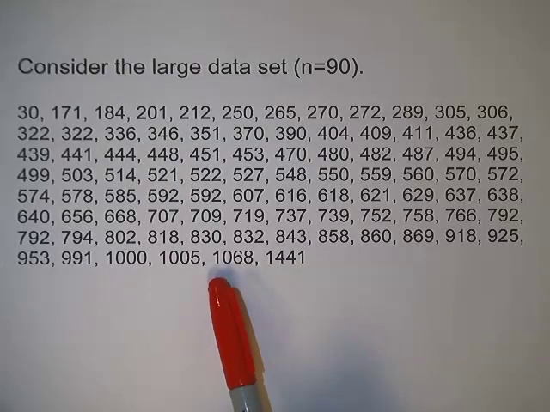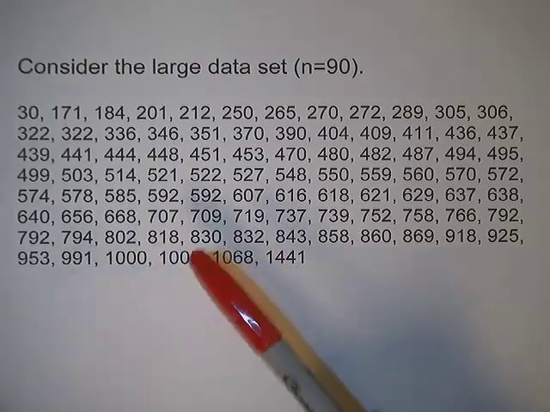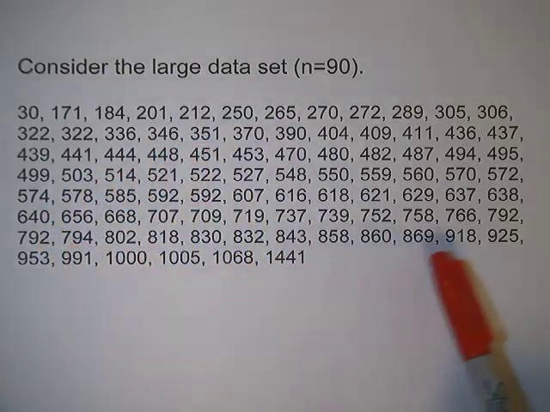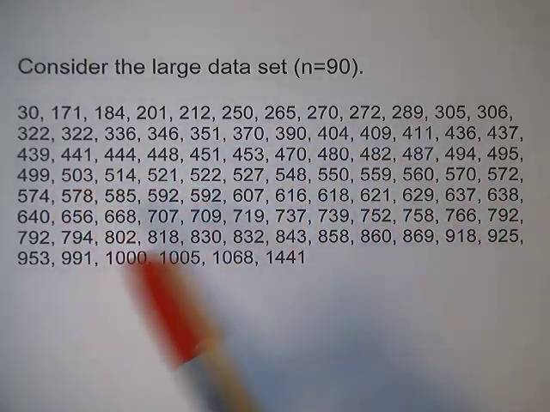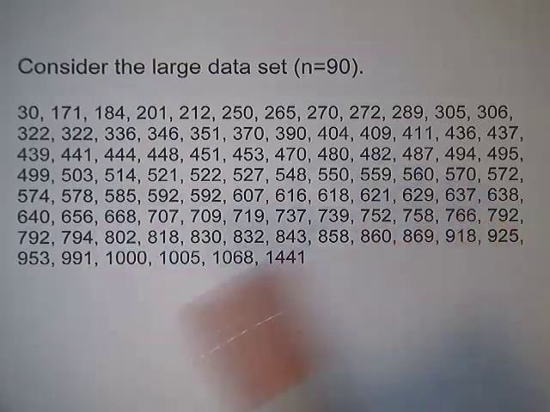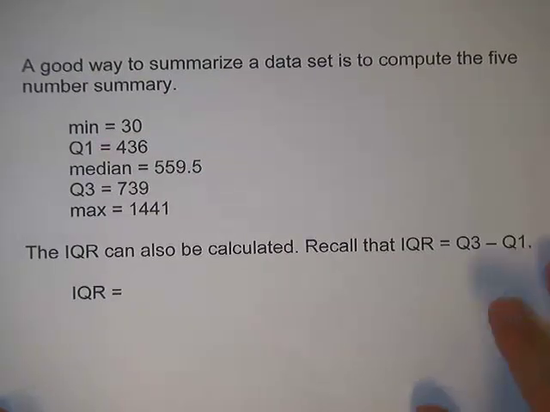The next largest value is 1068. It seems like, in terms of hundreds, like 100s, 200s, 300s, 400s, most of those are pretty well represented. So let's think about some ways of summarizing the data.